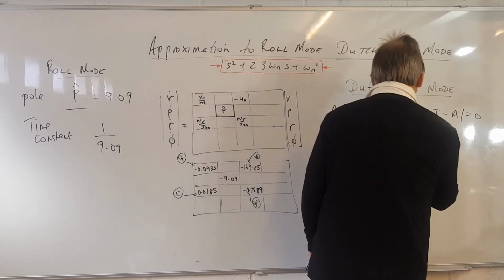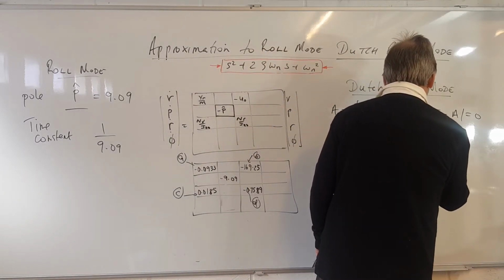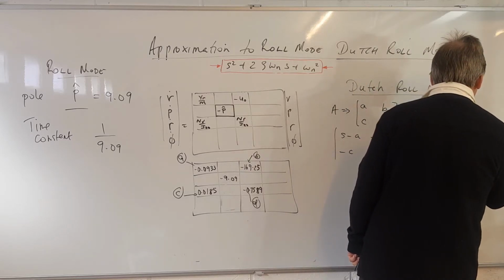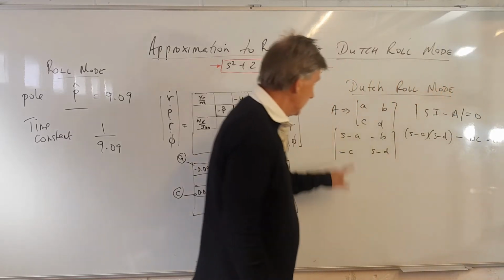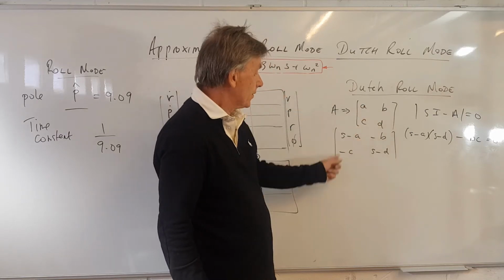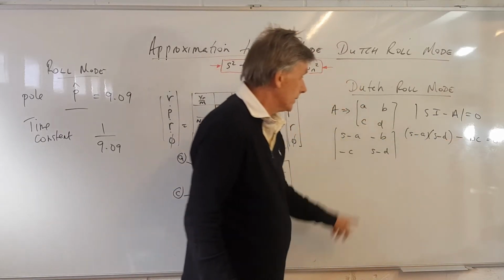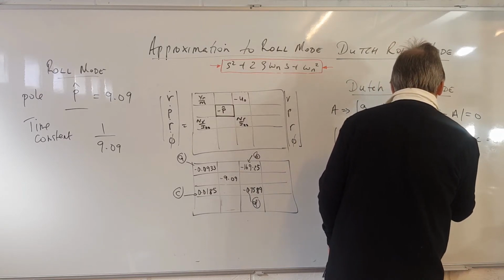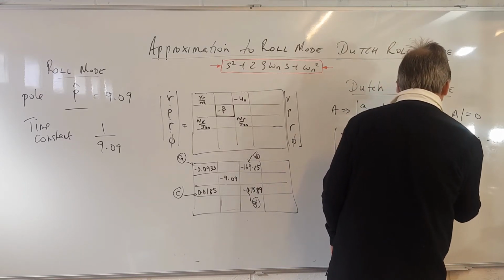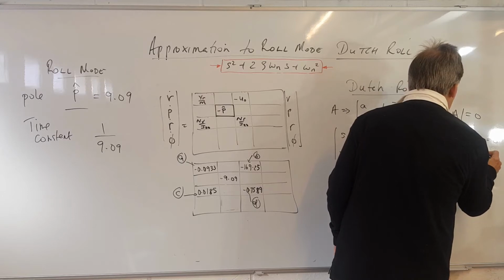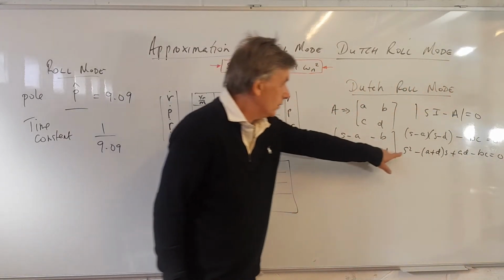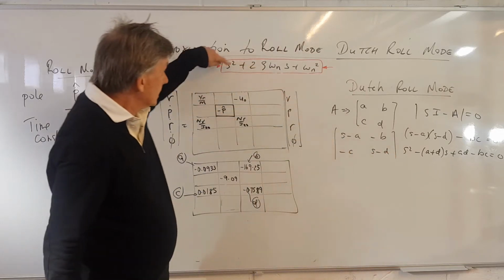So it's going to be (s minus a) times (s minus d) minus bc equals 0. So it's going to be that times that minus that times that. So three minuses gives a minus. And we can expand this out to give us s squared minus (a plus d)s plus ad minus bc equals 0. And this now forms our second order system.